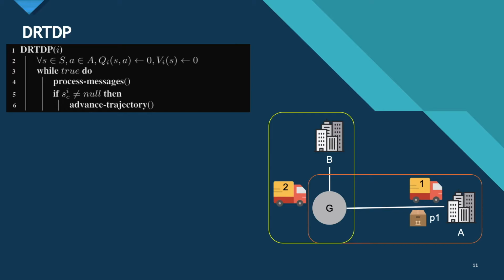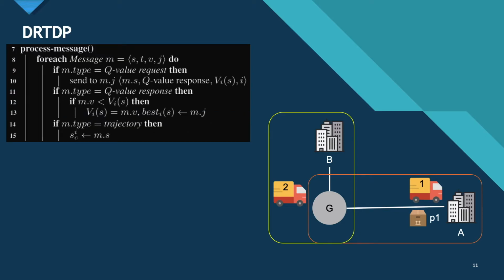We initialize the Q values for each state action pair to 0, as well as the value of each state. As with RTDP, our DRTDP is an anytime algorithm, and we can let the main loop of the algorithm run for as long as we want, stopping the algorithm when the current solution satisfies our requirements. First, the agent will check if it has messages from other agents and handle them according to the message type. If there are no messages, the agent moves on to advance the current trajectory.